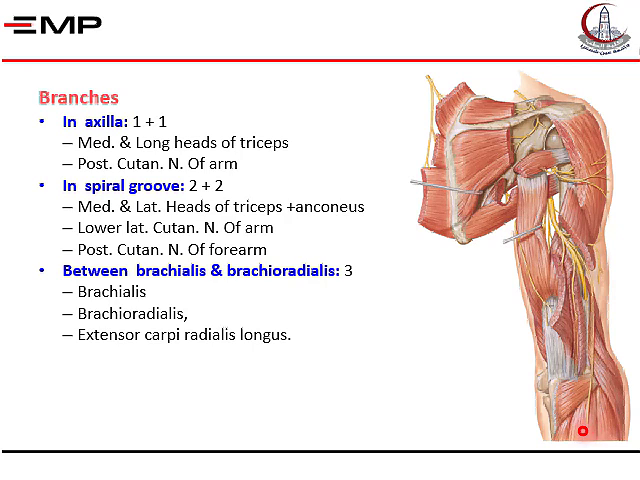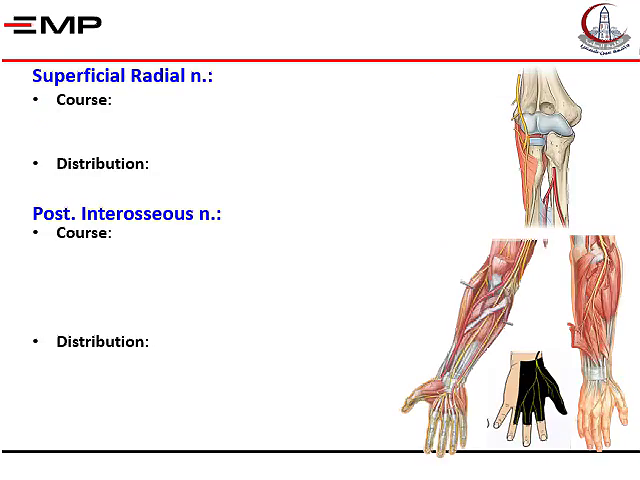In the groove between the brachialis and brachioradialis, it supplies two muscles, the brachioradialis and the extensor carpi radialis longus. We will continue with the two terminal branches.